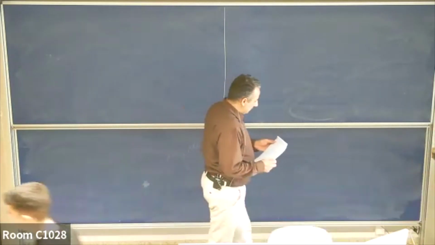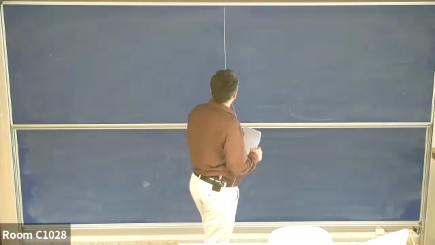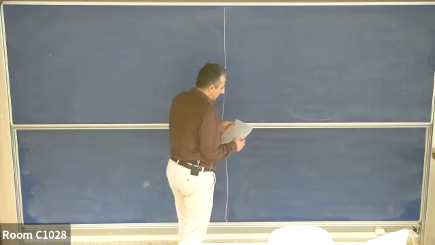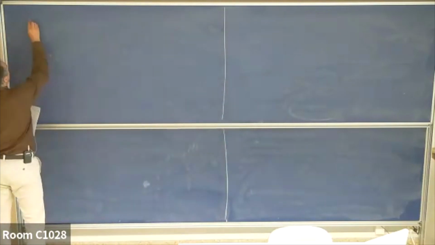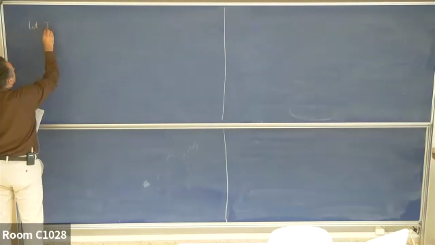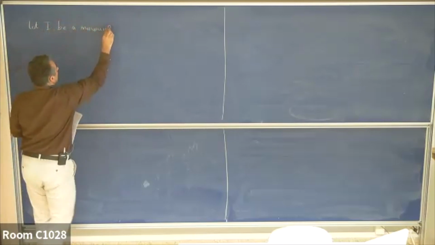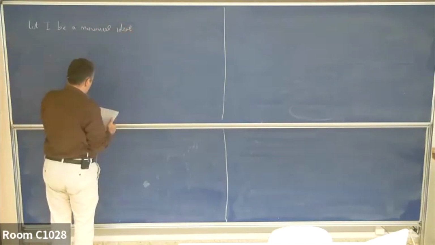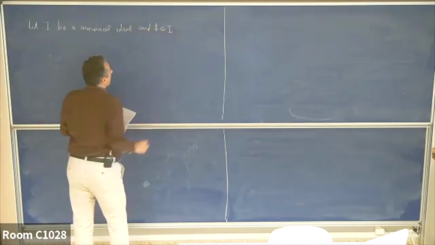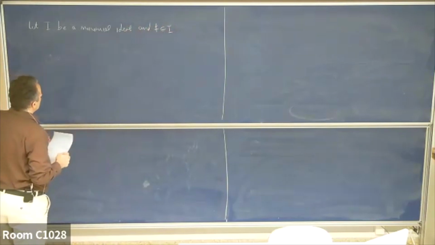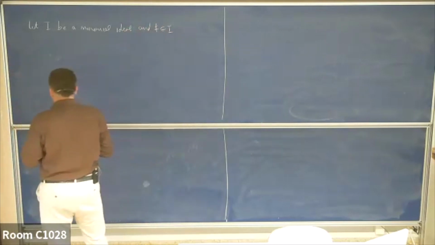One of the students asked the following question after my presentation. Let me introduce the question of these friends. Let I be a monomial ideal, and f in I. He or she extracted the question from one of the proofs of the theorem.